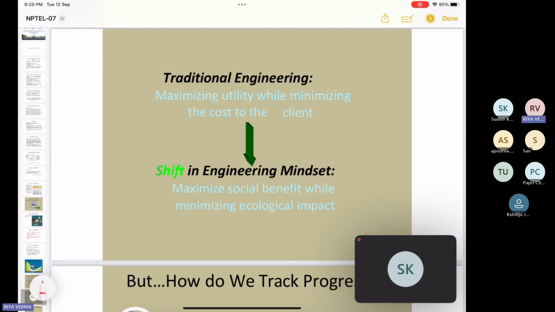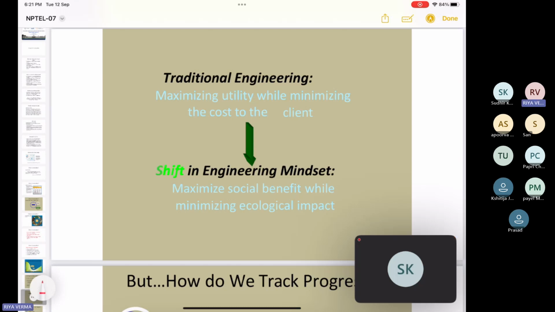Traditional engineering was more focused on maximizing the utility while minimizing the cost to the client, while what has shifted in the engineering mindset is maximizing the social benefit while minimizing the ecological impact. In traditional engineering, we were more concerned about maximizing the utility and minimizing the cost, whereas in the engineering mindset now, we are more focused on maximizing the social benefits and minimizing the ecological impacts.